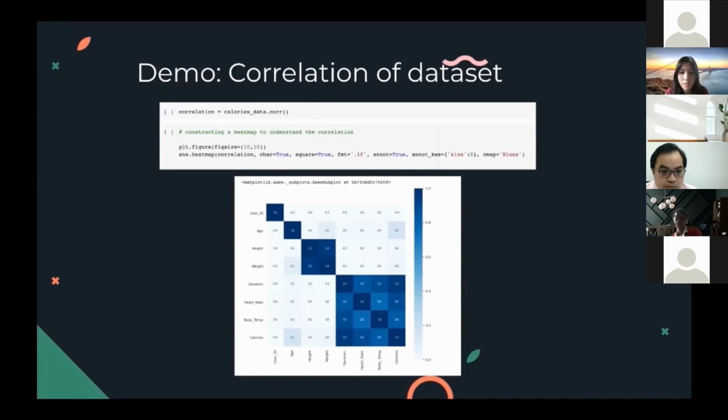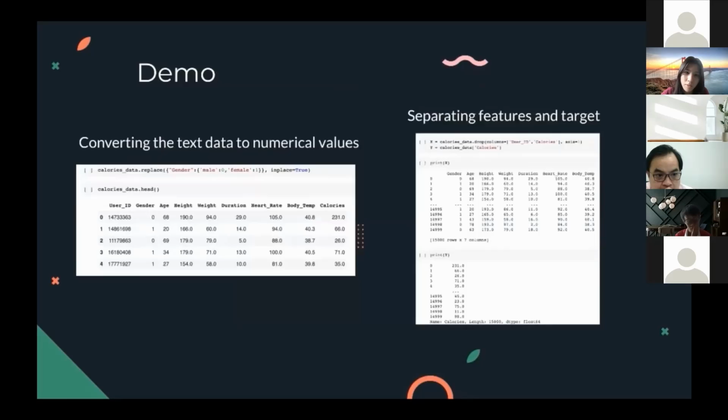From the diagram, height and weight are the pair most positively correlated with each other, followed by exercise duration and calories. Now, moving forward to the step of converting the text data to numerical values using the replace function. This will replace male and female with 0 and 1. Next is a separating step that will drop some columns to separate features from the target. So I chose to separate user ID and calories from the other columns.